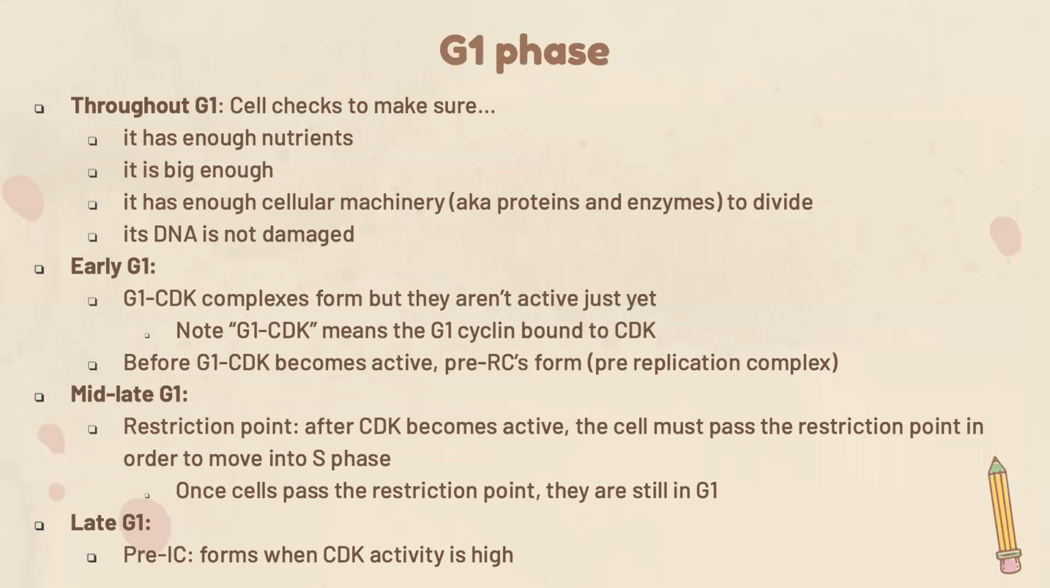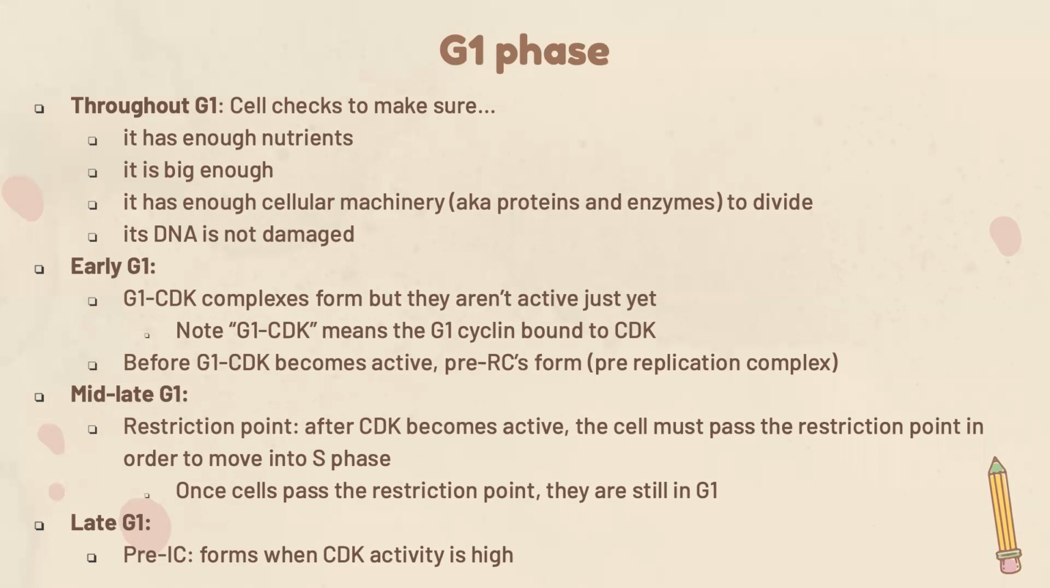Okay, G1 phase. So some people were confused about the order of events in this phase. I tried to kind of put things in order here. But basically throughout this phase, the cells are making sure they have enough nutrients, they're big enough, they have enough cellular machinery, so like proteins and enzymes to divide. And then they make sure that the DNA isn't damaged.